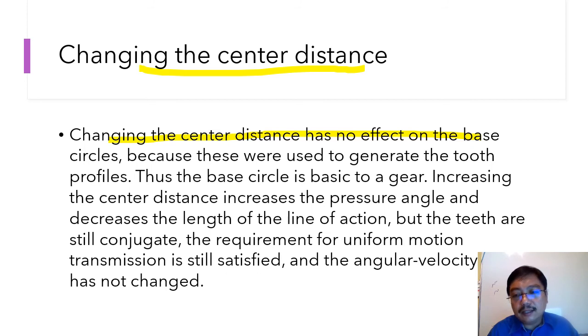You can pause the video and go back to the previous slide showing the location of the base circle. It is because they are used to generate the two profiles. Thus, the base circle is basic to the gear. Increasing the center distance increases the pressure angle and decreases the length of action. We will talk about pressure angle in other videos. There is another video specific to the pressure angle itself. The length of action decreases, but the teeth are still conjugate. The requirement for uniform motion transmission is still satisfied, and the angular velocity has not changed.